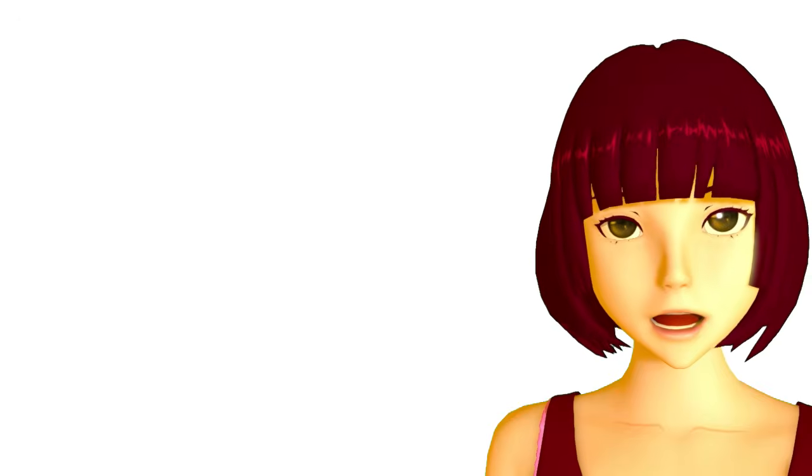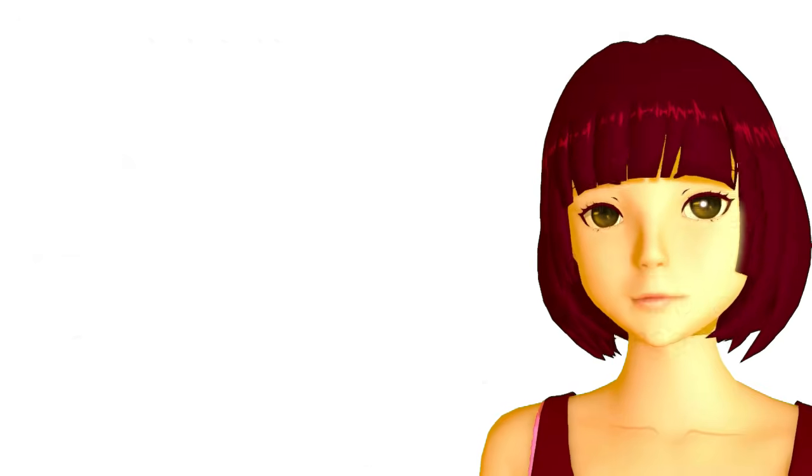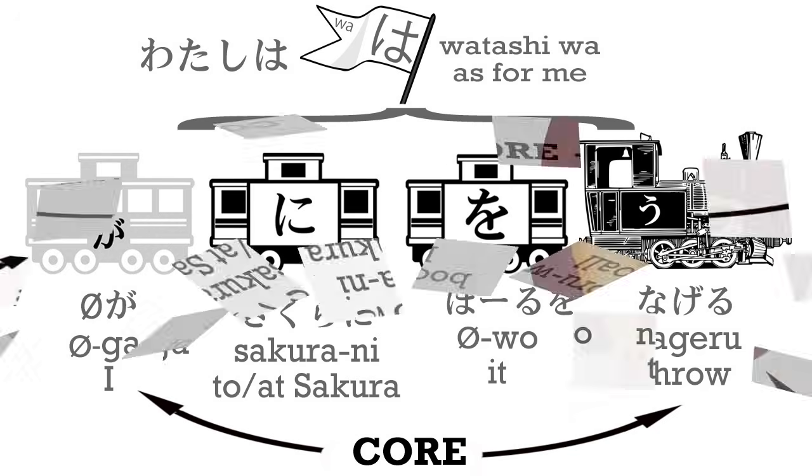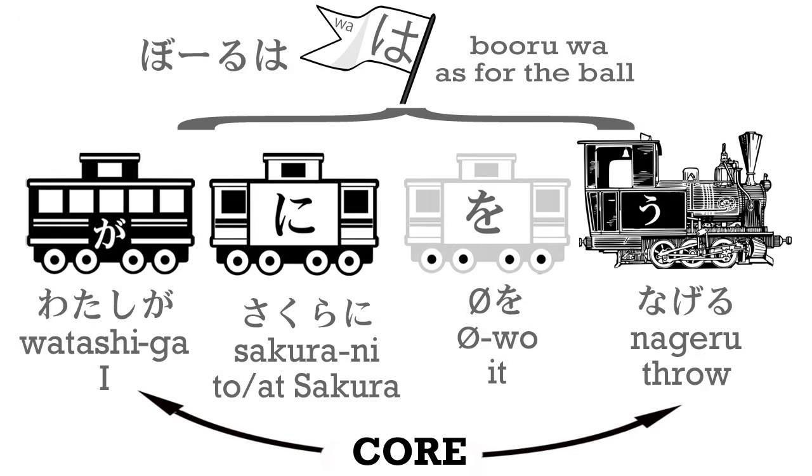But now, let's introduce wa into this sentence. Watashi wa sakura ni boru o nageru. This is watashi wa, that is watashi ga, sakura ni boru o nageru, as we know. What it means is, as for me, I throw the ball at Sakura. Now let's give the wa to the ball. Boru wa watashi ga Sakura ni nageru. What we're saying now is, as for the ball, I threw it at Sakura.